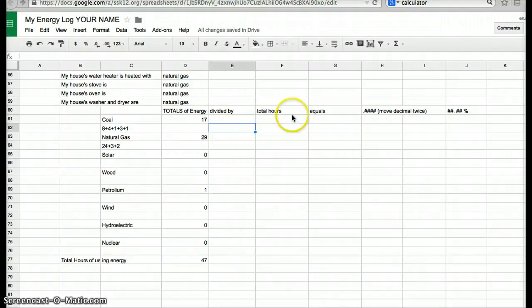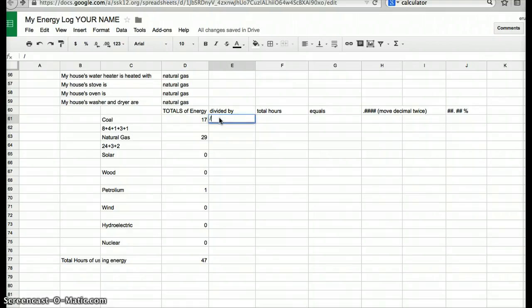So we're going to follow the directions up here. They help guide you step by step. So we're going to say 17. We need to find out our percent now. That's what we're trying to find out, because that's how we're going to relate it in a graph. So we're going to say 17. We're going to put the divided by slash.